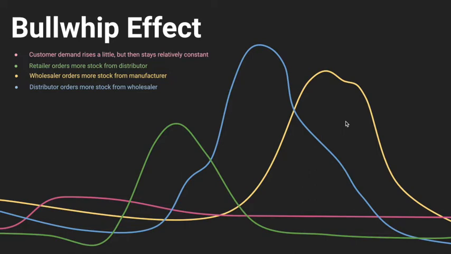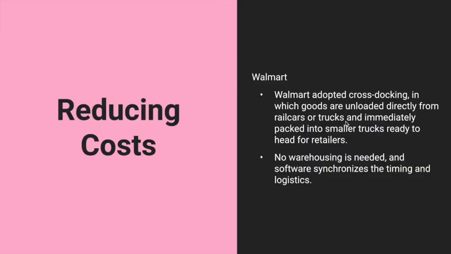So that is supply chain management. Before we end the lesson on supply chain management, we have two great cases of successful supply chain management. First up is Walmart. Walmart is a supermarket in the United States. They adopted cross-docking, in which goods are unloaded directly from rail cars or trucks and immediately packed into smaller trucks ready to head for retailers. This means that no warehousing is needed and software synchronizes the timing and logistics.